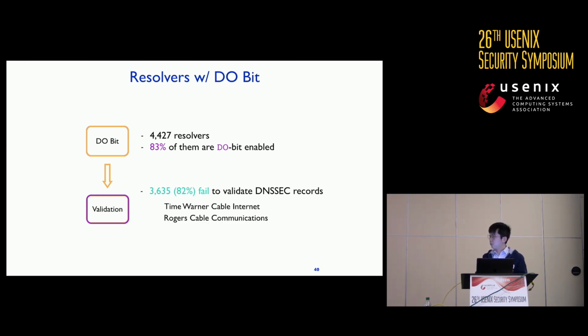For example, Time Warner or Rogers Cable Communications. You can check out the full list of ISPs in our paper, and the dataset will be publicly available. And 12% correctly validated DNSSEC records, for example, Comcast and Google.